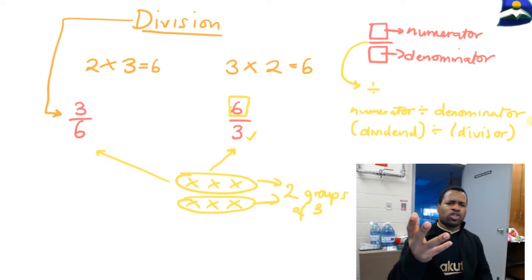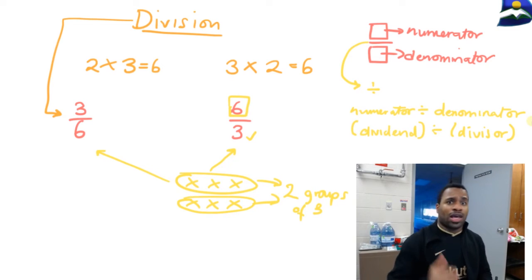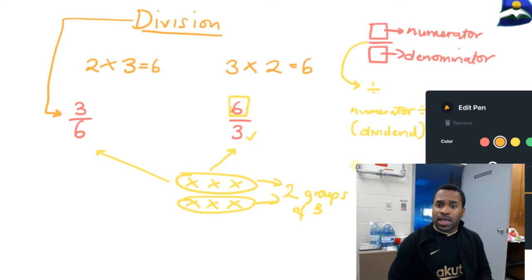Now the big question is, how will the answer vary? Are we going to get the same answer if it's 3 over 6 versus 6 over 3? Here, we concluded that 6 over 3 gives us 2 groups.